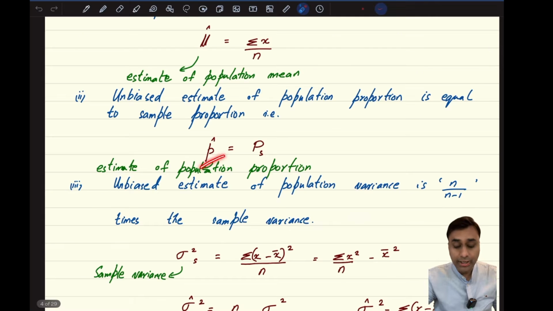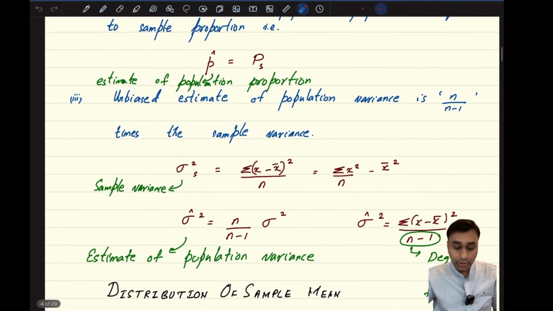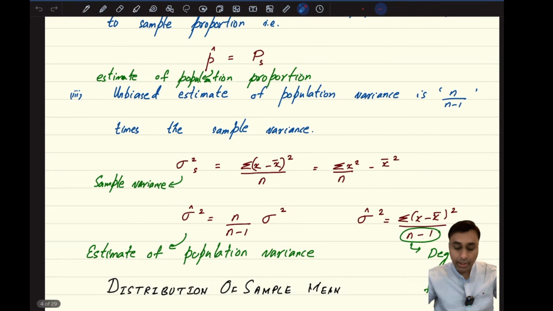Similarly, if you want to find out the estimate of the probability of the population, you can just take a sample and calculate the proportion of that sample, and that will become the estimate of the probability of the population.